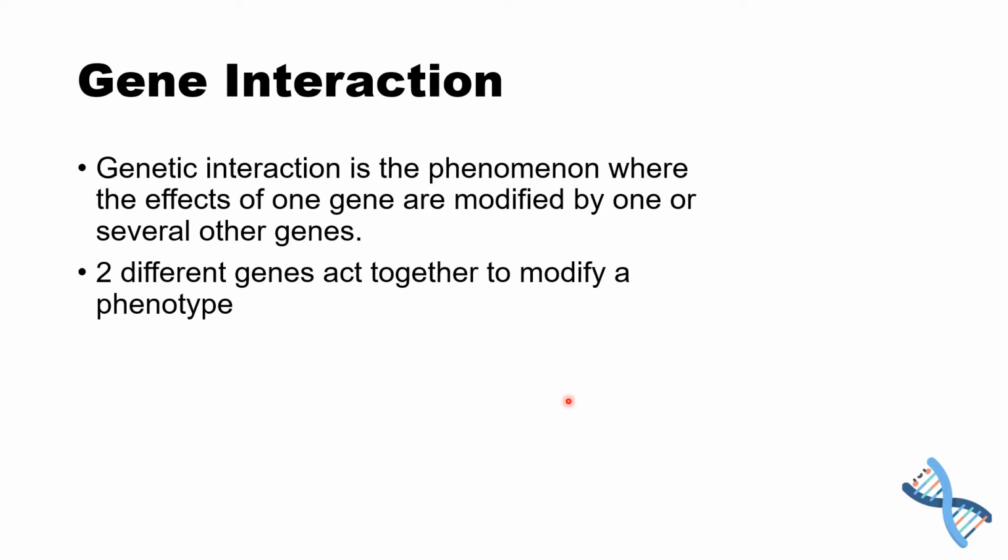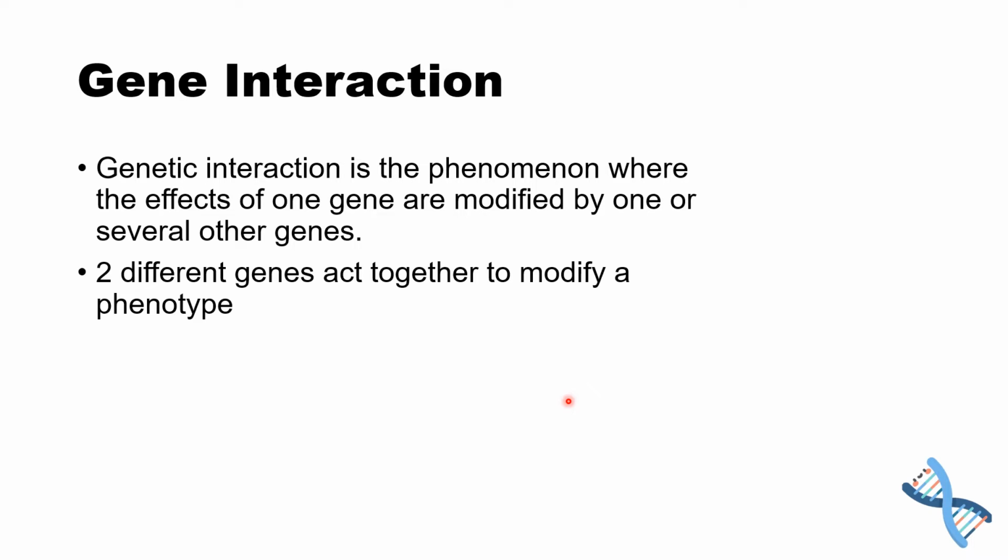So, when we say gene interaction, this is a phenomenon where the effects of one gene are modified by one or several other genes. So, yun yung gene interaction. May interaction doon sa gene. Yun lang yung simplest explanation niya. Merong mga interaction na nagaganap sa mga genes natin which can affect yung other genes and can modify yung effect ng other genes.